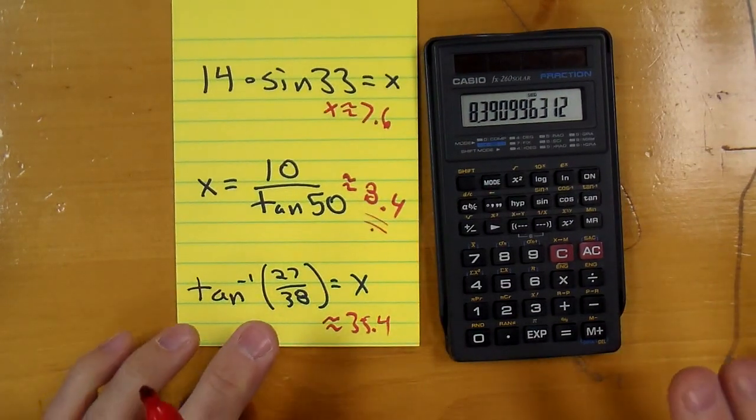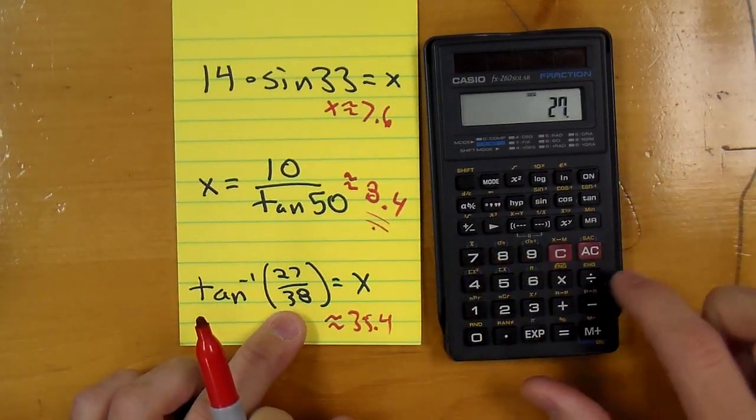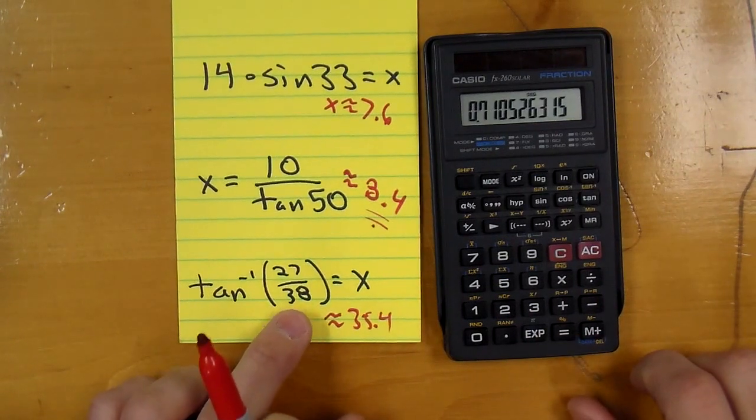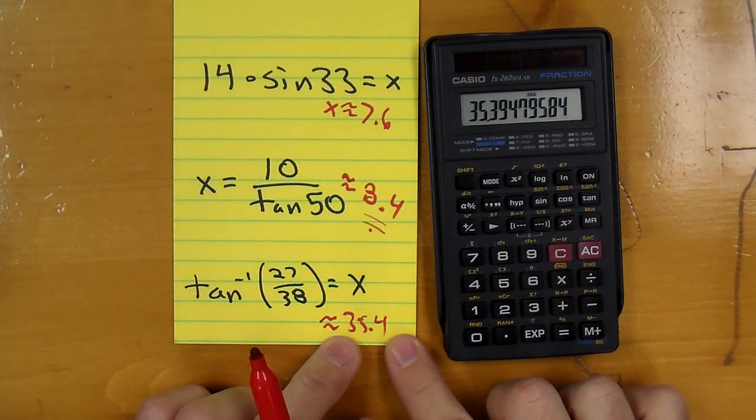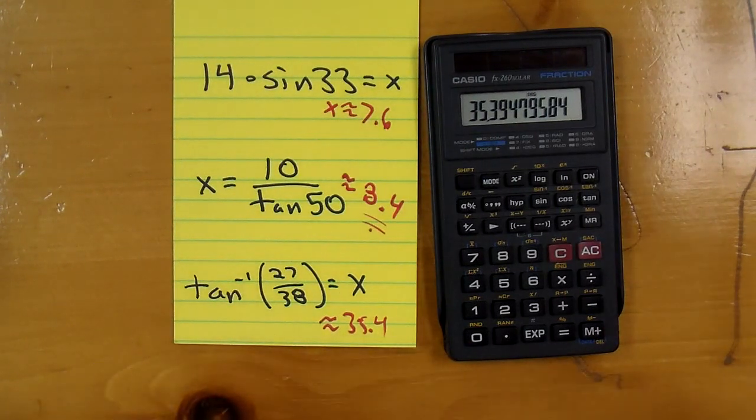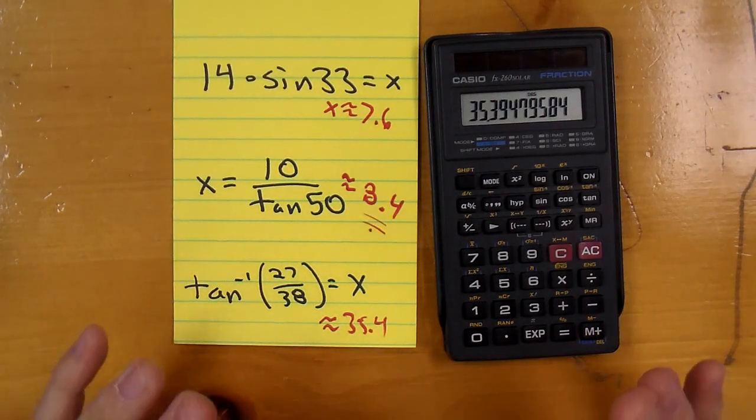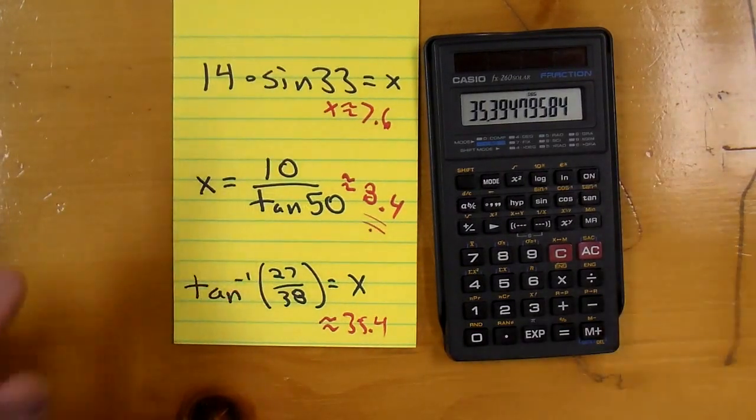This last one is probably the trickiest when you have the inverses on this type of calculator. So I'm going to do 27 divided by 38 first, hit equals, get the decimal, and then do shift tangent. Then that comes out to 35.4. Again, if you don't do the decimal or the fraction first, hit equals, then hit inverse tangent, it's going to throw it off and give you an invalid answer. So there's three of them you could try on your calculator.